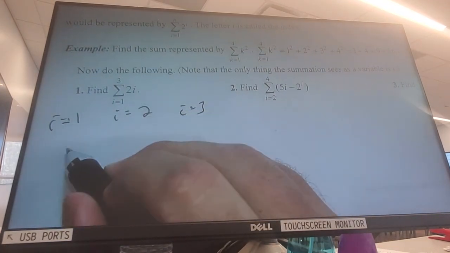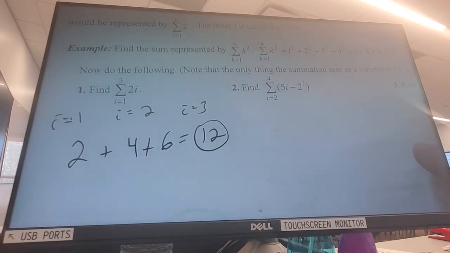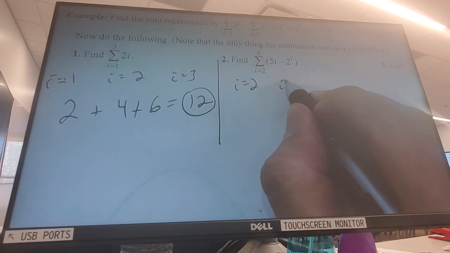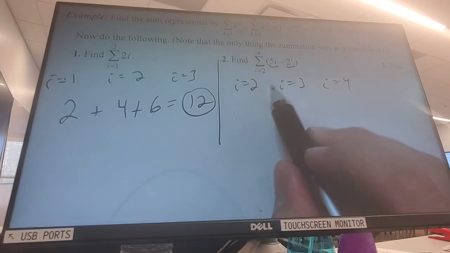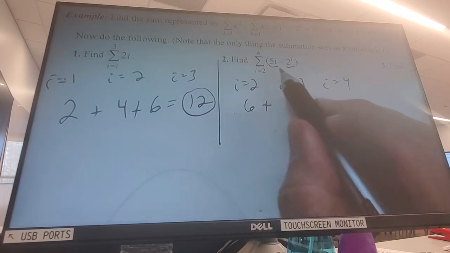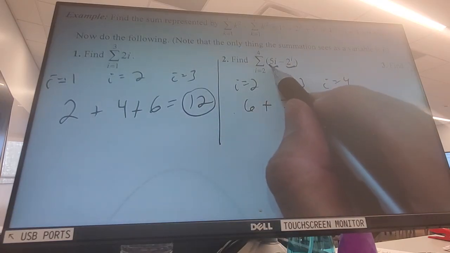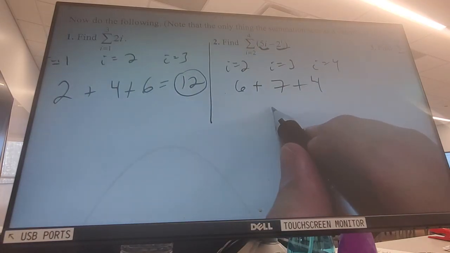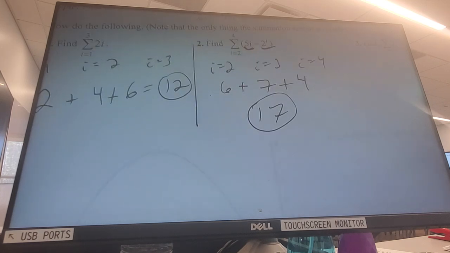So if i is 1, I get 2. If i is 2, I get 4. If i is 3, I get 6. So I get 12 at the end. For i equals 2, 3, 4: if i is 2, this is 10 minus 4 is 6. If i is 3, this is 15 minus 8 is 7. And if i is 4, this is 20 minus 16 is 4. So then I get 17? Yes. Is everybody good so far? Okay, so this isn't too crazy.